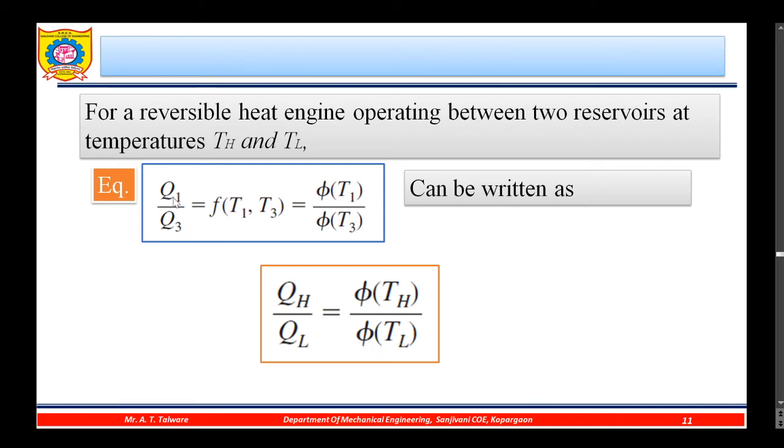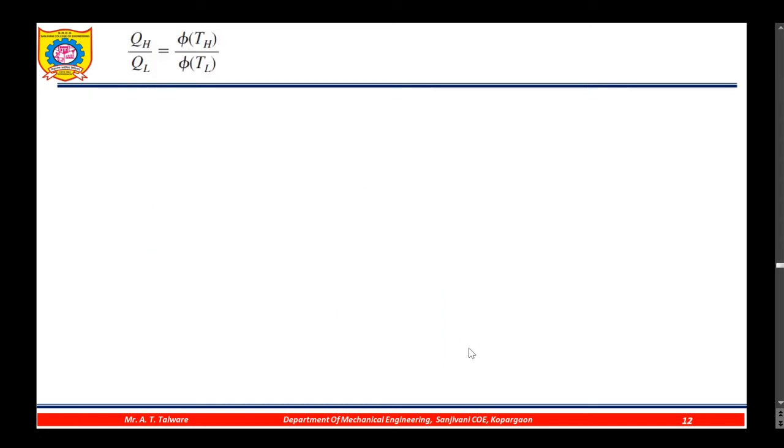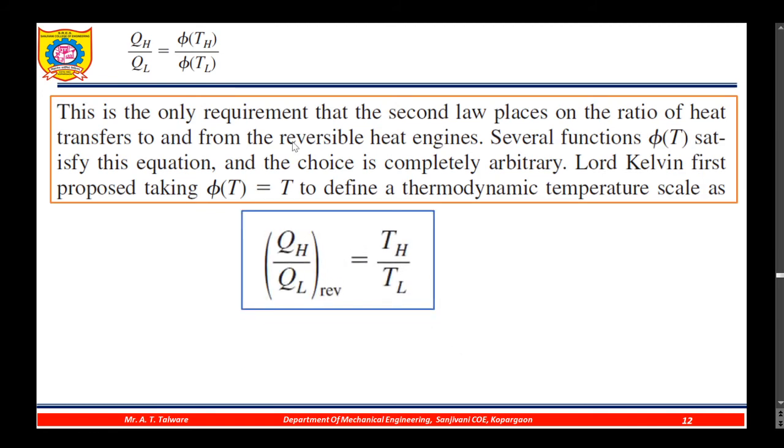Here we have considered 1 as a suffix, so T1 is temperature 1, and when we consider Q3, the temperature T3 we have to consider. Similarly we can write QH by QL is equal to phi of TH by phi of TL. This is the only requirement that the second law places on the ratio of heat transfers to and from the reversible heat engines. Several functions phi of t satisfy this equation, and the choice is completely arbitrary.